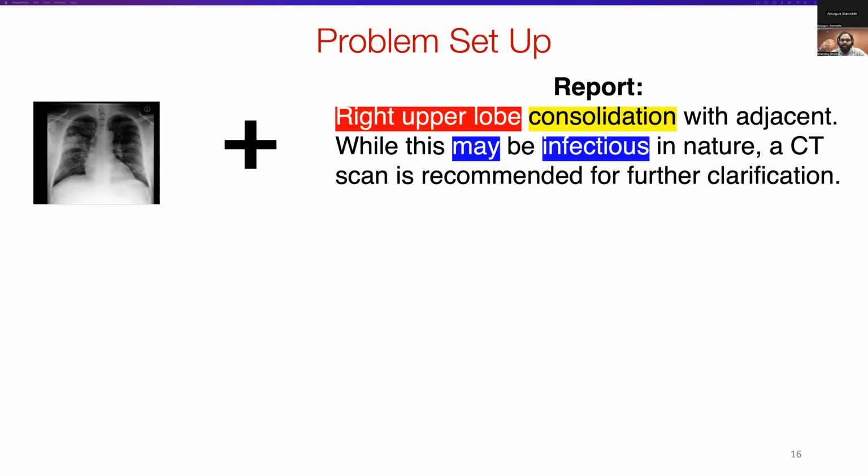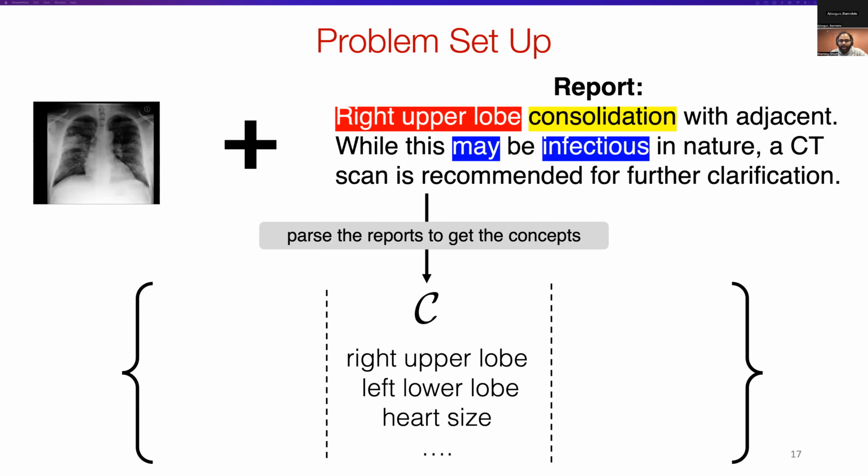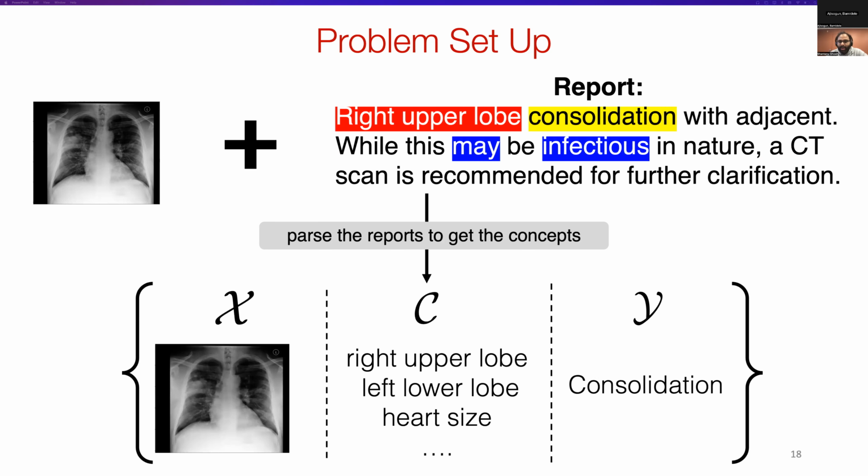Now, this can be extended to the chest X-ray setup, where we assume that for one particular image, we also have the radiology report. And we can parse the radiology report with the help of any NLP-based pipeline. For example, here we use a Stanford RadGraph-based pipeline to extract the ground truth concepts. And finally, we create the triplet where we have the image, the ground truth concepts, and the final disease label.